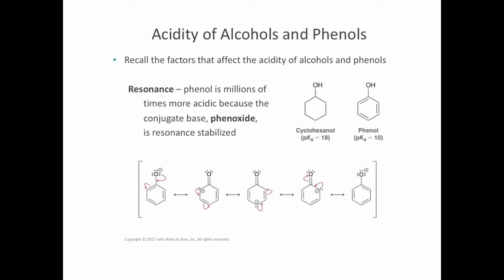Alcohols can be deprotonated with a strong base, and in comparison to an alcohol, a phenol is more acidic by 8 pKa units, which means 10 to the 8th, which is millions of times more acidic. And the reason for this is that if you look at the conjugate base formed of phenol, it's resonance stabilized. And generally speaking, the stronger the acid, the weaker its conjugate base. So the conjugate base of phenol, due to its resonance stabilization, is a lot weaker than the conjugate base of cyclohexanol, which explains the acidity difference.